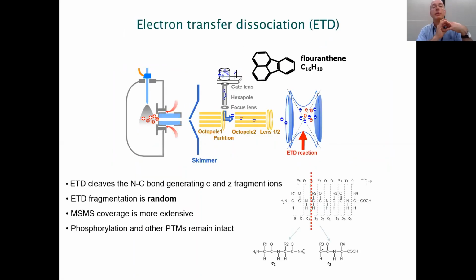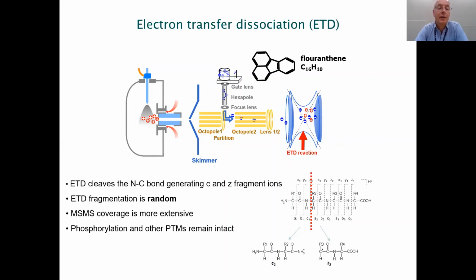Another type of fragmentation is ETD, or electron transfer dissociation. Fragmentation is achieved by addition into the ion stream of a negatively charged compound. So we have a source of this fluoranthene gas. This is negatively charged, and as it interacts with your ions, this negative charge induces cleavage of the peptide bond, and it cleaves in a slightly different way, generating these C fragments at the N terminus and Z fragments at the C terminus.